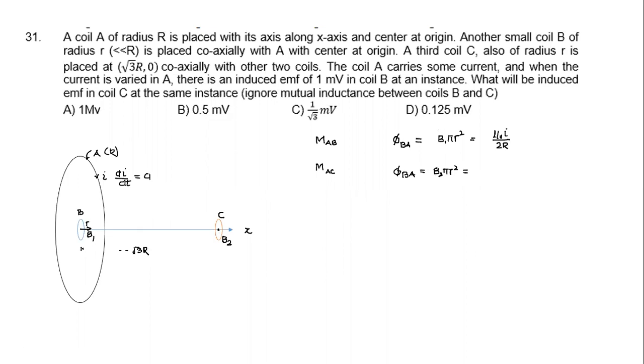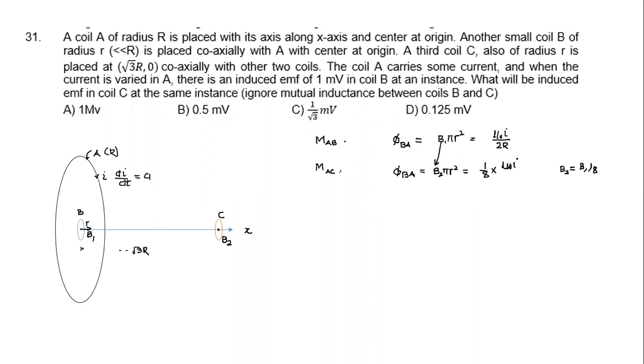This question is directly based on B2 compared to B1. B2 is 1/8. If B2 is 1/8, flux also is 1/8. Coefficient of mutual induction also is 1/8, and hence the induced EMF also is 1/8. So whatever field is created here, B2 is equal to B1 by 8. Some of you may recall, yes, this is on the axis. As you go to distance root 3r, the field becomes 1/8. So the EMF also will be 1 by 8.